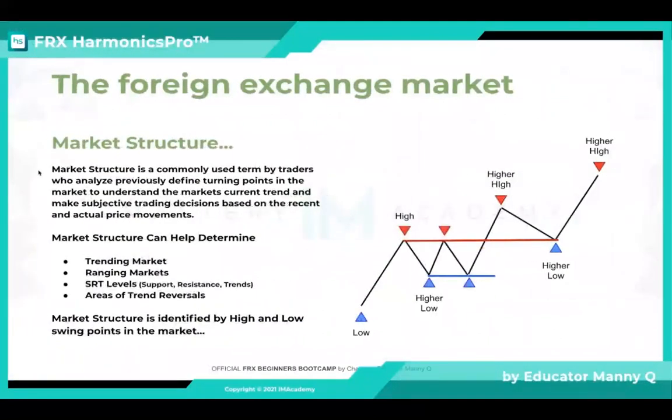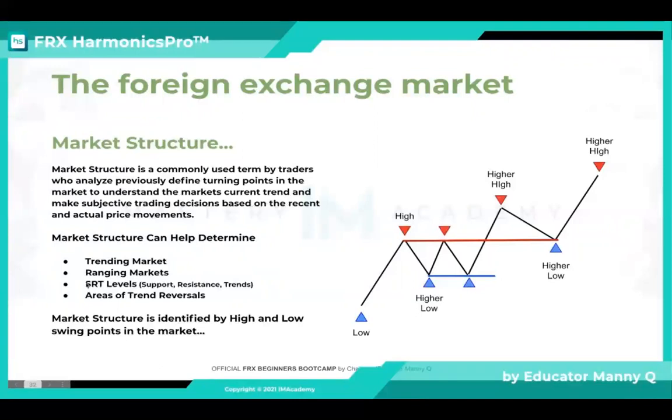Market structure is a commonly used term by traders who analyze previously defined turning points in the market to understand the market's current trend and make subjective trading decisions based on the recent and actual price movement. Okay? Now, as you see here, market structure can help determine the following. Market structure can help you determine the trending markets. Market structure can help you determine if the markets are ranging.